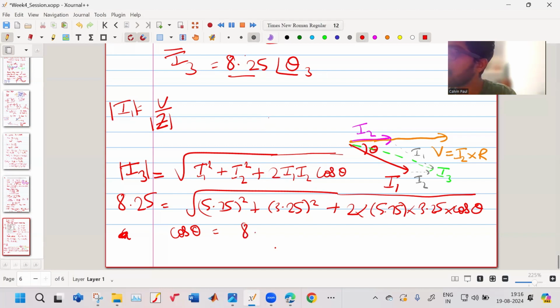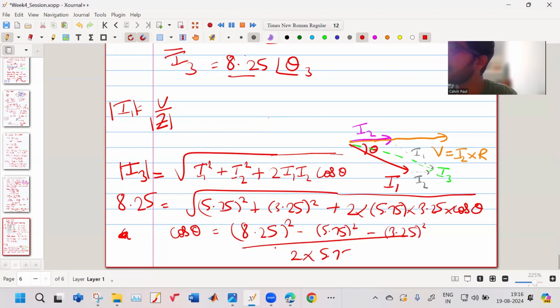So cos theta is actually (8.25 square minus 5.75 square minus 3.25 square) divided by (2 into 5.75 into 3.25). So how much is this?